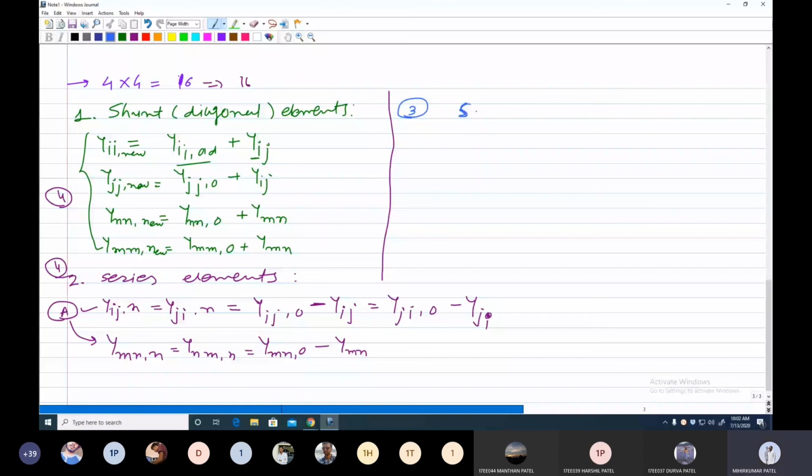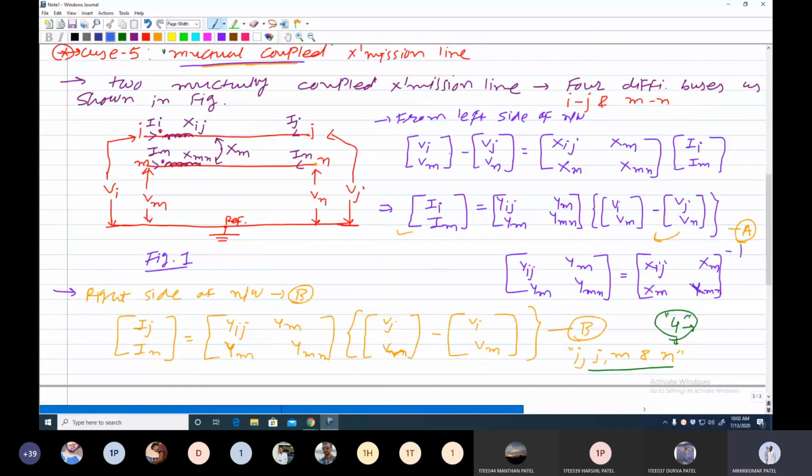Same side, or the dot side, elements of the network. So in the same side element, we'll see on the left hand side it is I and M, and at the right hand side it is J and N. So we have to write down the equation for IM and JN.